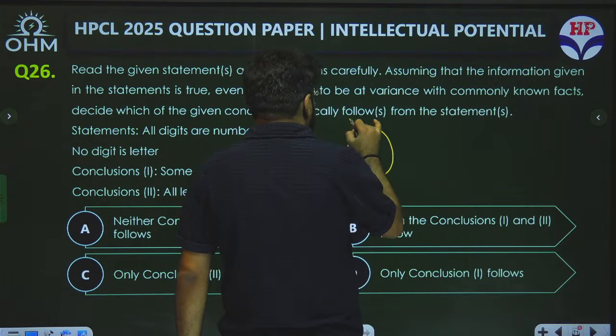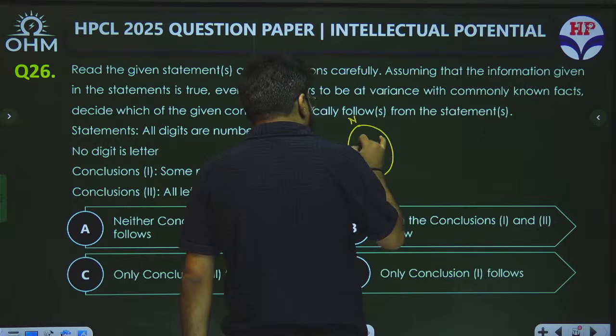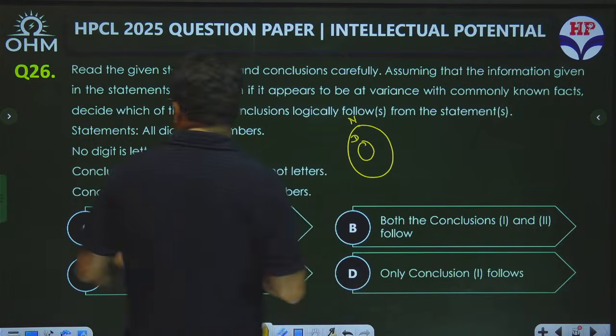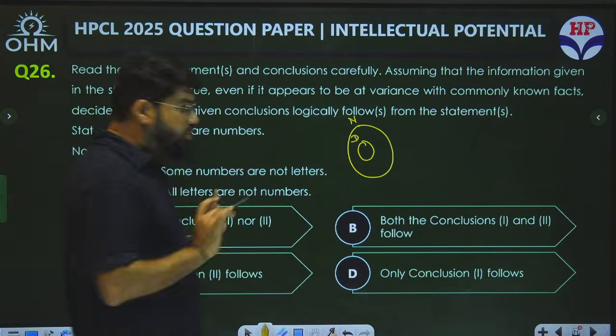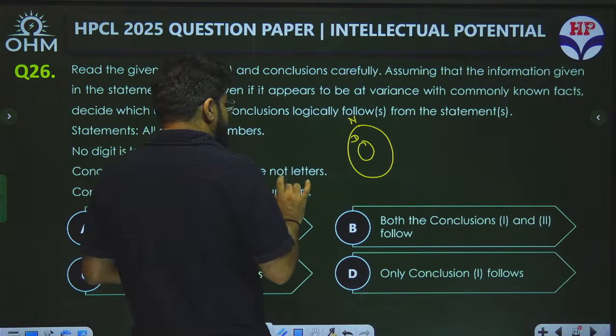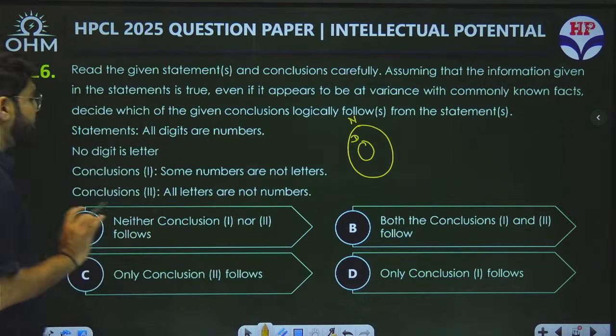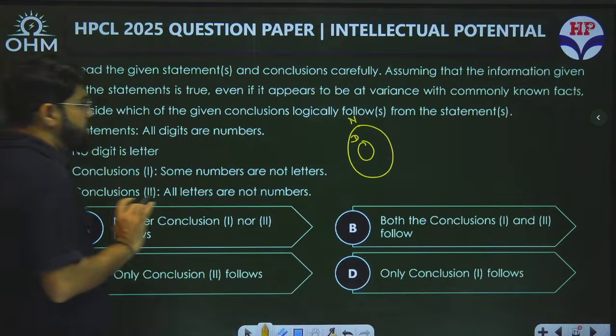So how do we play? Suppose this is numbers. All digits are numbers, so all digits are inside numbers. And no digit is a letter. Now see here, when I say no digit is a letter, there is no overlapping between letter and digit. Understand it this way.